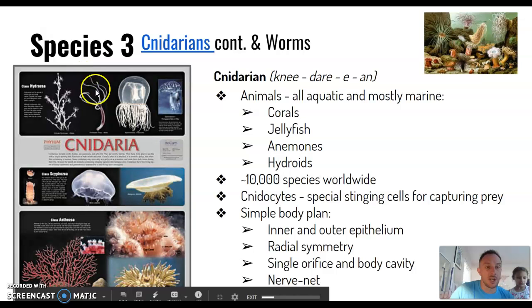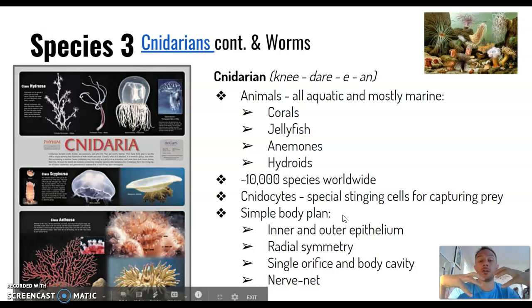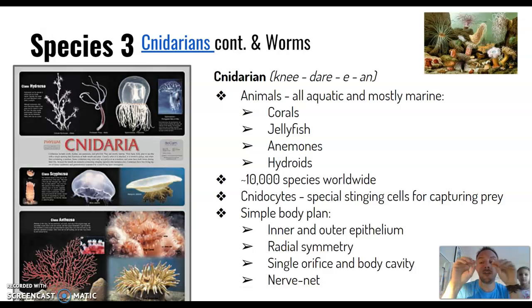We're not going to spend too much time. Here's a picture of one right here. This little hydroid is there. So anyway, there's about 10,000 species right now in the world. There's been many, many more throughout time. And one of the key characteristics that all cnidarians have is these little stingy things called cnidocysts.